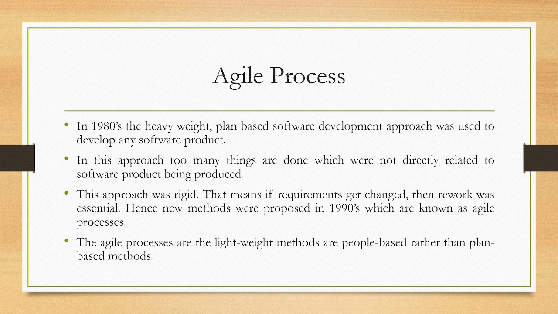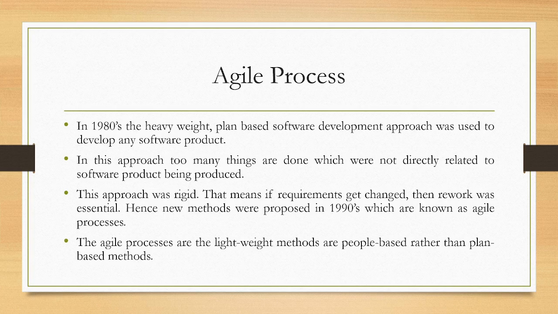In the 1990s, the heavyweight plan-based software development approach was used to develop any software product. In this approach, too many things were done which were not directly related to the software product being produced. So this approach was rigid. That means when requirements changed, rework was essential. Hence, new methods were proposed in the 1990s, which are known as Agile processes.